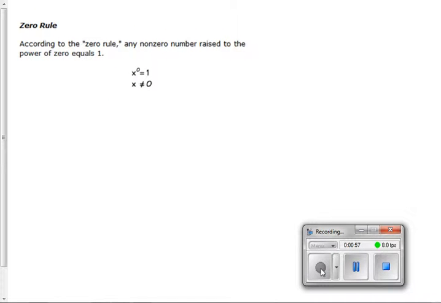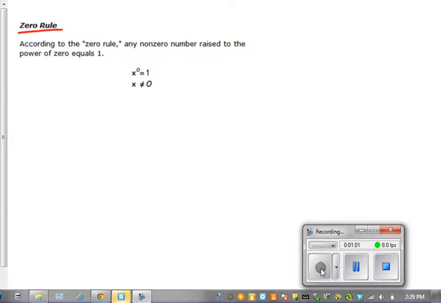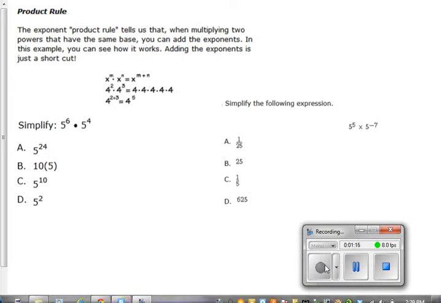All we want to point out here is the 0 rule. Basically anything to the power of 0, x to the power of 0, 2 to the power of 0, 3.14 to the power of 0, anything to the power of 0 is going to give you 1. So the 0 rule: anything to the power of 0 is 1.